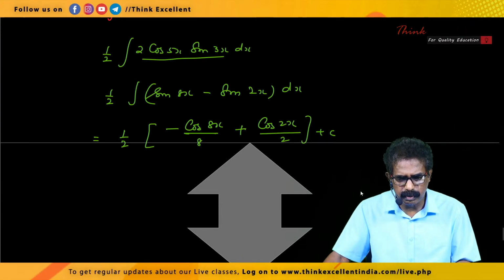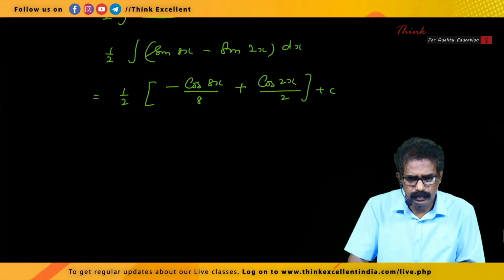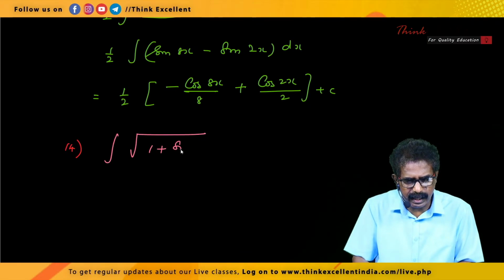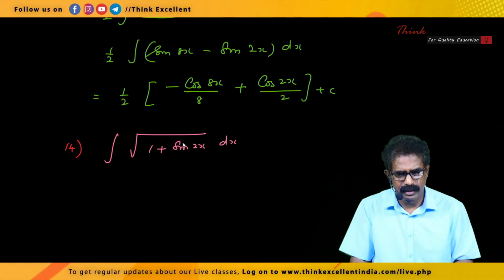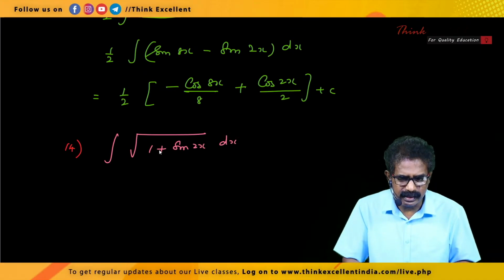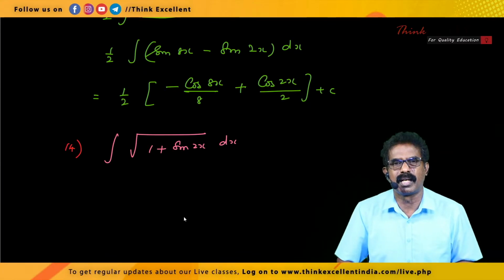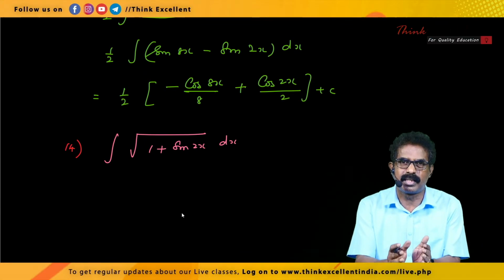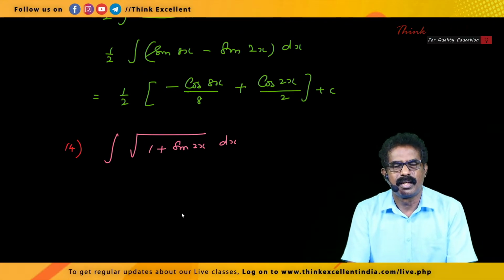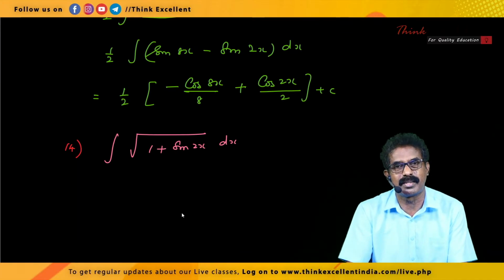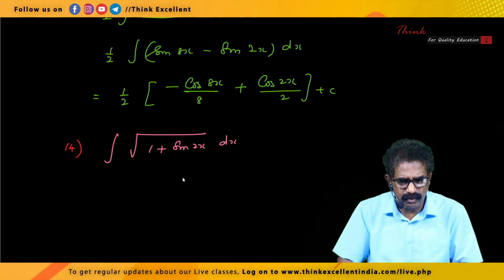Now let's move on to question number 14. Integral root of 1 plus sine 2x dx. See, differentiation we can work out somehow. Integration is a method for some sums. Only if you put it in that method will the answer come. However else you try, you won't get the answer. So in integration you have to give more importance. Okay, integral root of 1 plus sine 2x.